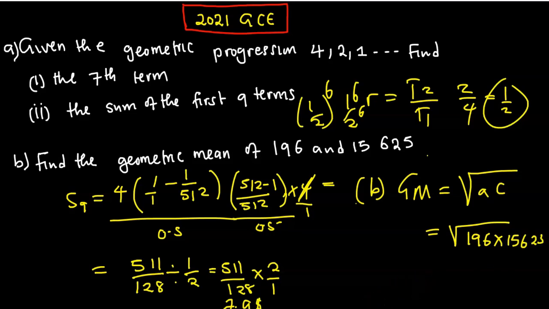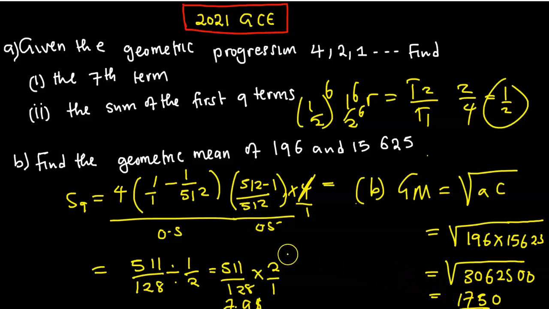So we're going to say 196 multiplied by 15,625 for me is giving me, so we're going to say square root of 362500. What is the answer here? So we find the square root of this. So square root is giving me 1750. That is the geometric what? Mean. So that is how you work out this one.